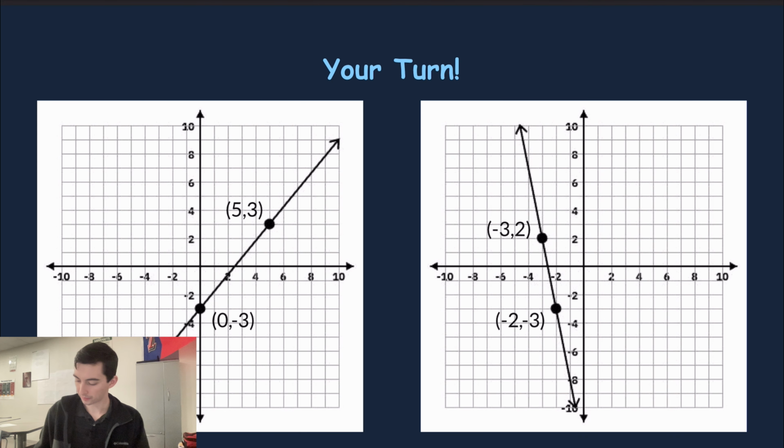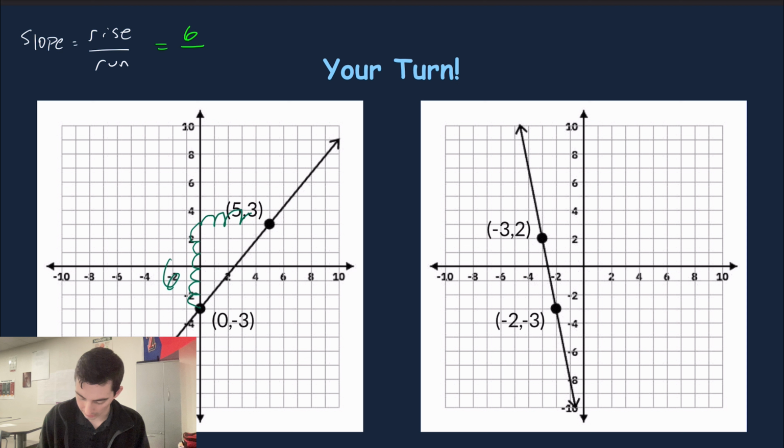Let's try one more here. So let's remember that slope is rise over run. And so I'm going to find my rise by counting upwards. I'm going to go up 1, 2, 3, 4, 5, 6. So my rise is going to be 6, and that's going to be over my run. So I'm going to count 1, 2, 3, 4, 5. So my run is 5, and I'll keep that positive since we're going to the right. And so I would look to divide. 6 divided by 5 can't be simplified, so I'm going to say my slope is 6 over 5.